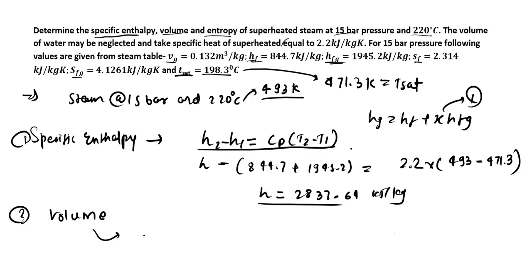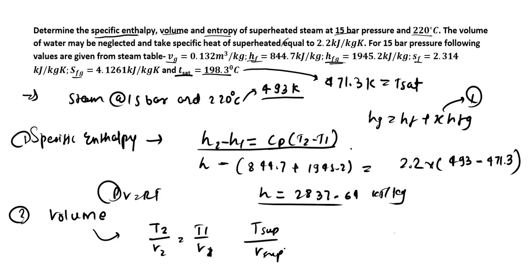For a constant pressure ideal gas, you know that the equation will be like this. Let's say for process 2 to 1 we are applying the equation, we have T2 by V2 equal to T1 by V1. Because of the ideal gas equation, PV is equal to RT, so if the pressure remains constant, T by V will remain constant. So we have T superheated by V superheated equal to T saturated divided by V saturated.